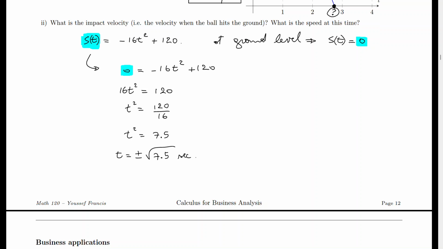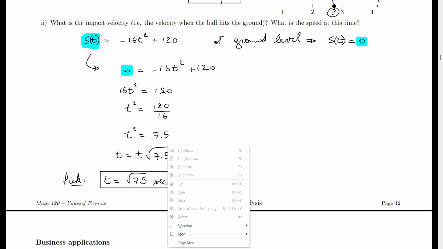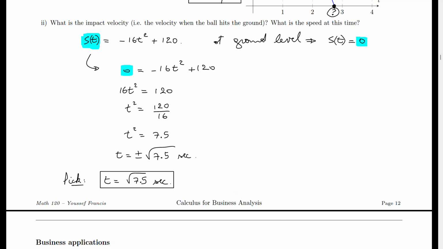However, this is an actual physics problem with ball and time and motion and so on. So time cannot be negative. So we have to pick the choice that is positive. Time can't be negative, it's got to be positive. So I have to choose this version, 7.5 inside the square root, and the unit again is in seconds because this is, after all, time.